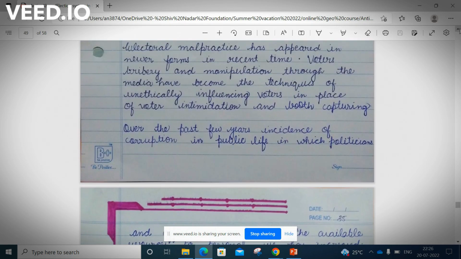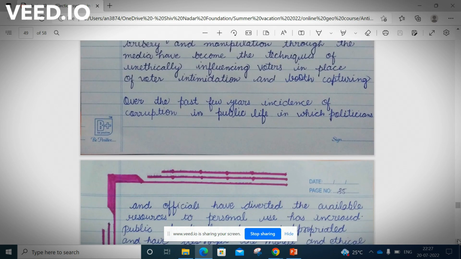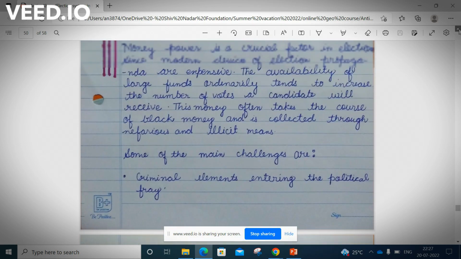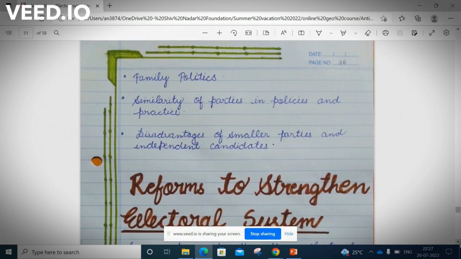And yes, over the past few years, incidents of corruption have been in the headlines of the newspapers. And we can see that family politics is very much seen in the political arena. Similarity of the parties in policies and practice, disadvantages of smaller parties and independent candidates, and criminal elements entering the political arena. These are some of the challenges.